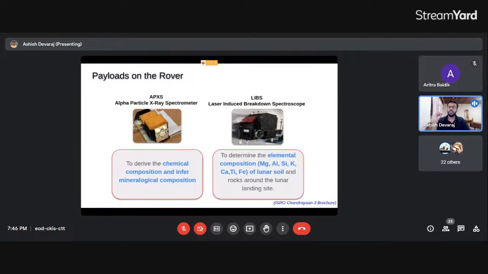So yeah, LIBS can measure magnesium, aluminum, all the major rock forming elements of the soil. So with APXS we can quantify how much is there. With LIBS you can identify what elements are there. So it is like that.